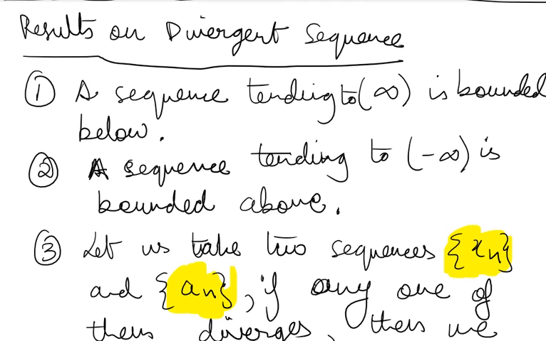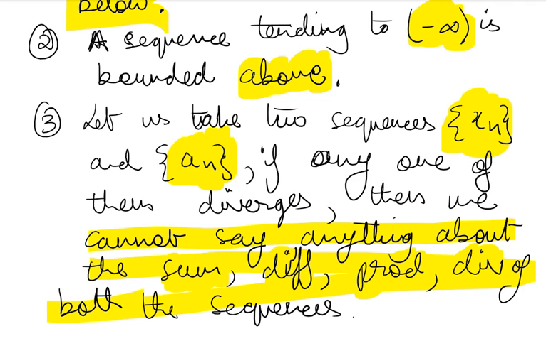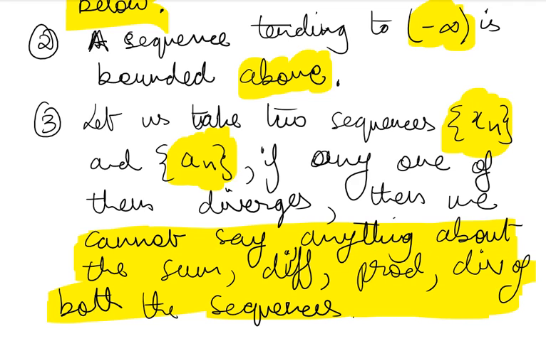Then a few results on divergent sequences. If a sequence is tending to positive infinity, it is bounded below. If a sequence is tending to negative infinity, it is bounded above. And for the third point, if I have taken two sequences an and bn, I cannot say anything about the sum, difference, product or division of the sequences. Make sure you know this part. It should be highlighted.